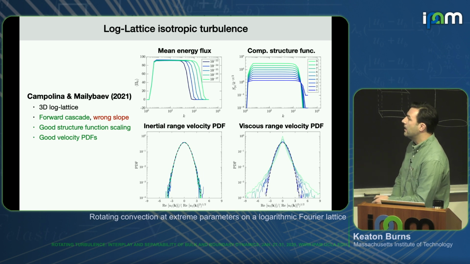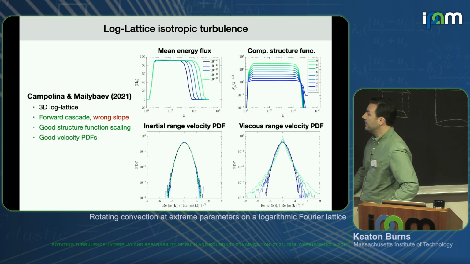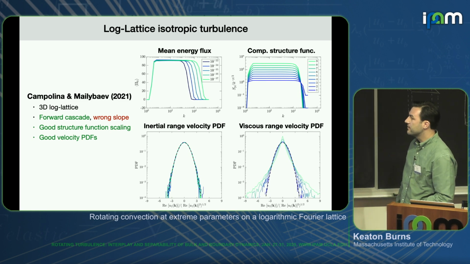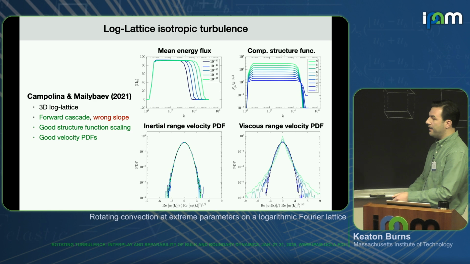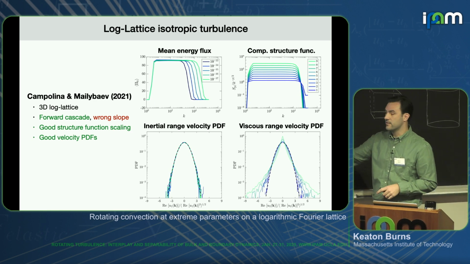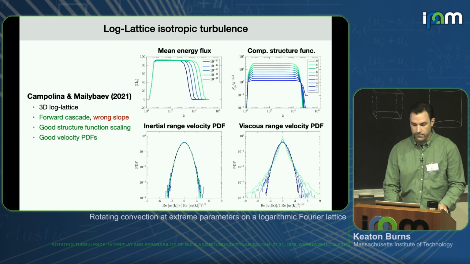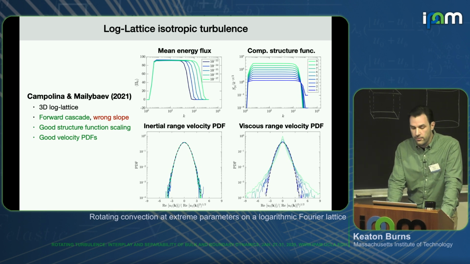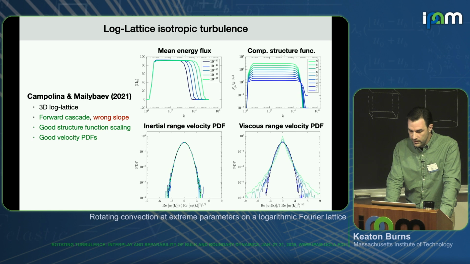So they get a nice inertial range between the energy injection scale and the dissipation scale. They get the expected Kolmogorov structure function scalings, and they get nice PDFs that look Gaussian in the inertial range and have broader tails in the viscous subrange, indicating a temporal intermittency in the Fourier coefficients here, which is supposed to mimic the spatial intermittency in the isotropic turbulence.